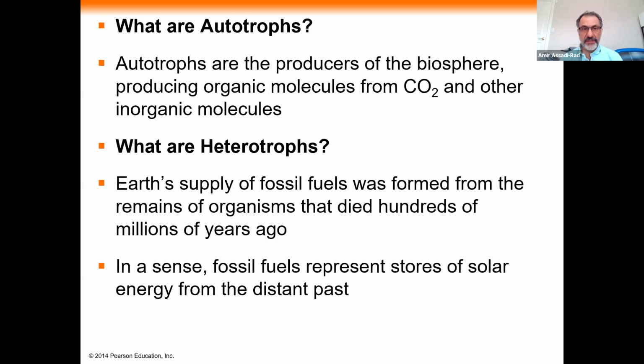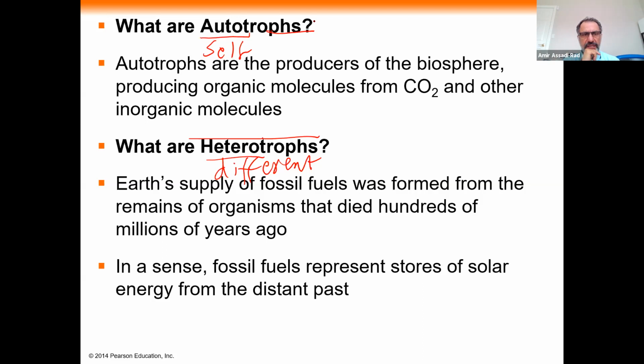Hetero means different, and auto means self. Those of you who have it on your prefixes and suffixes list, auto means self, and hetero means different. And troph means nourish, right? You know the word trophic, you're familiar with that, means nourish. So when we are using other organisms, then we are heterotrophs. Okay, so having said that, let's move on.